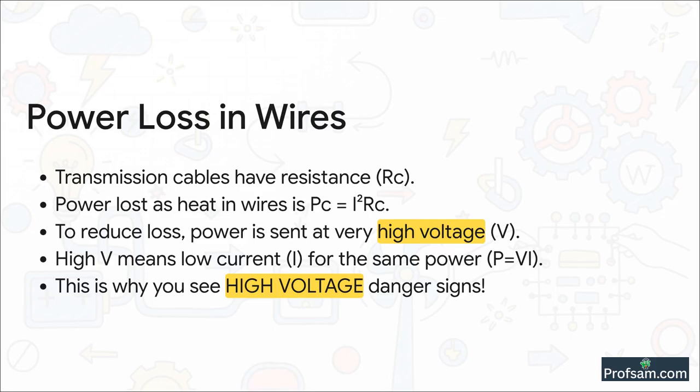That's where our other formula comes in. P equals V times I. If we make the voltage V incredibly high, we're talking thousands of volts, then we can deliver the same amount of power P with a very, very small current I. And that is exactly what is done. That is the reason you always see those danger high voltage signs on transmission towers. It's all about reducing that I squared R loss.